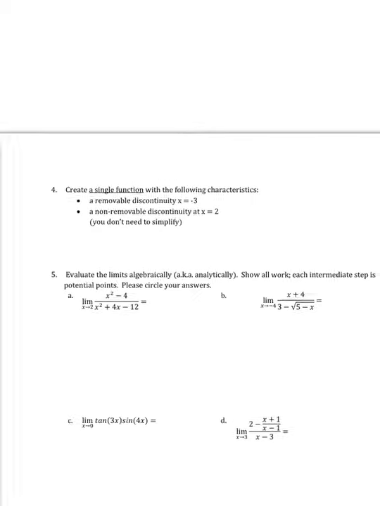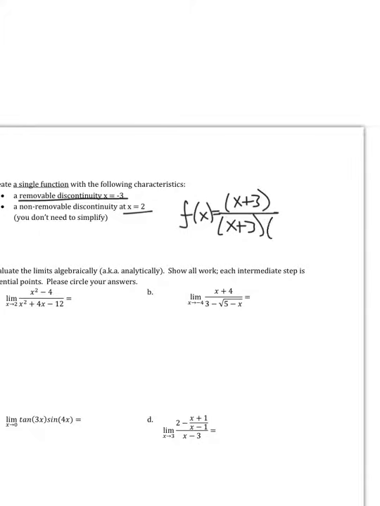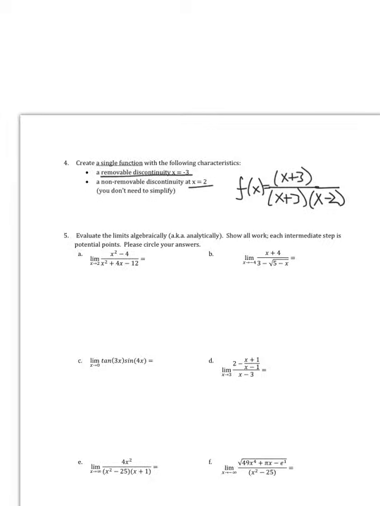So now let's make a function here that has these characteristics. We know there's a removable discontinuity at x equals -3. So that means the factor x plus 3 is going to be able to be factored out. We want a non-removable discontinuity at x equals 2. Well, non-removable, that is an asymptote. And asymptotes happen when we have factors in the denominator that won't cancel. And so there it is. Directions say we don't need to simplify. Great. So there's our function.